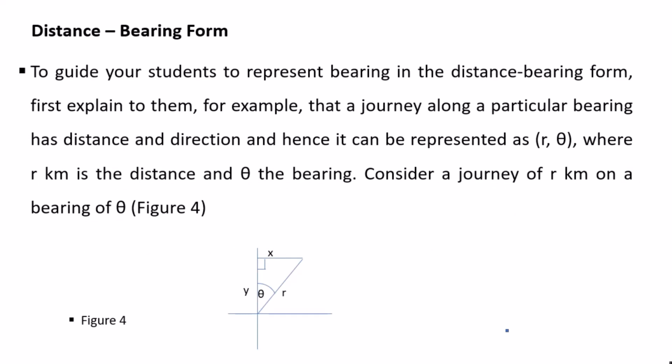Distance bearing form. To guide your students to represent bearing in distance bearing form, first explain to them, for example, that a journey along a particular bearing has distance and direction, and hence it can be represented as R, theta, where R kilometers is the distance and theta is the bearing. So this is what we are talking about. The R is the distance and the theta here is the direction that we are moving in.